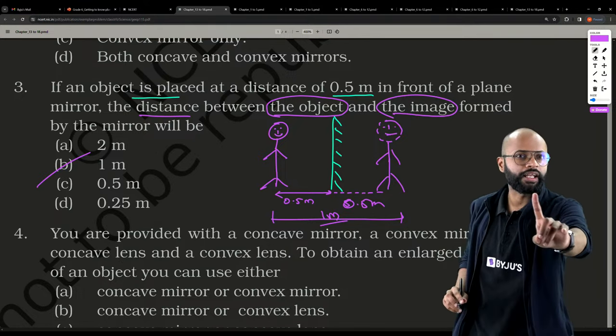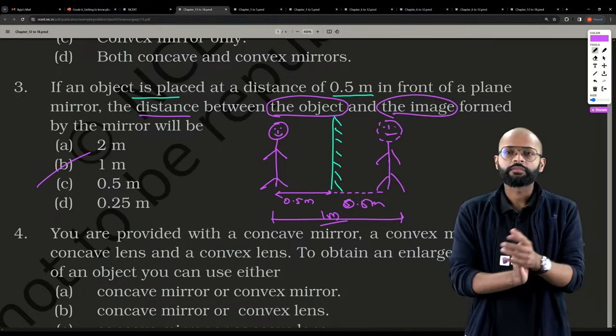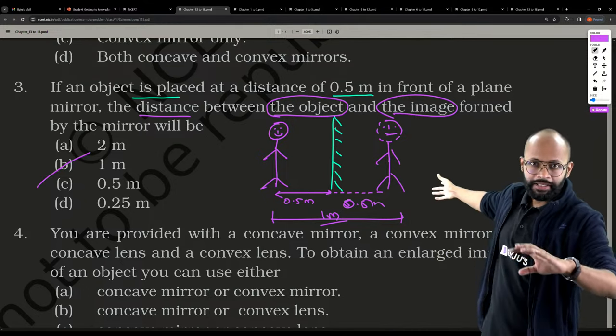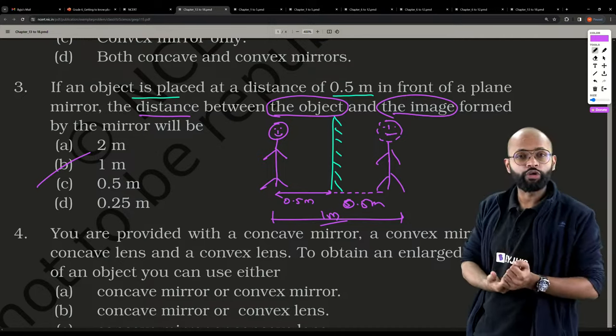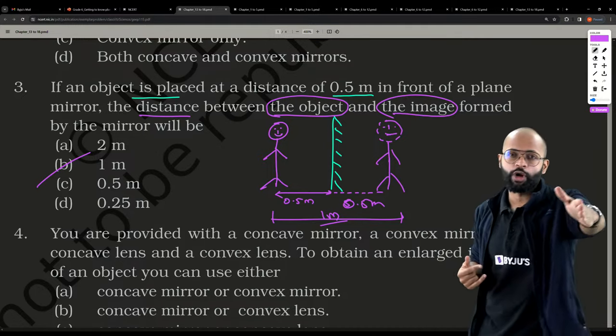Yes or no? Correct. Yes. Bachcho, clear ho gaya? Ye bahut achha question hai. It's a very nice question. In MCQs, this is a very good question because you have to read the question properly.